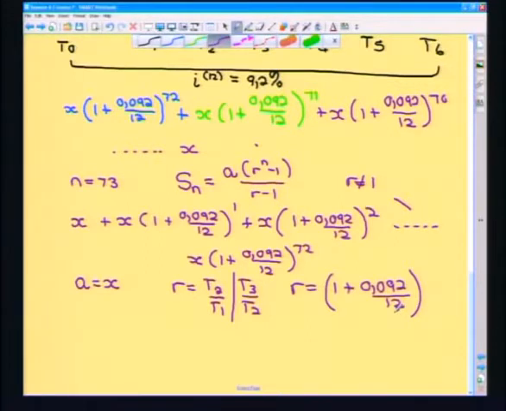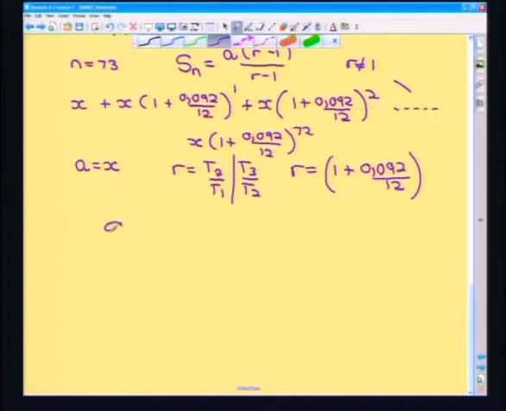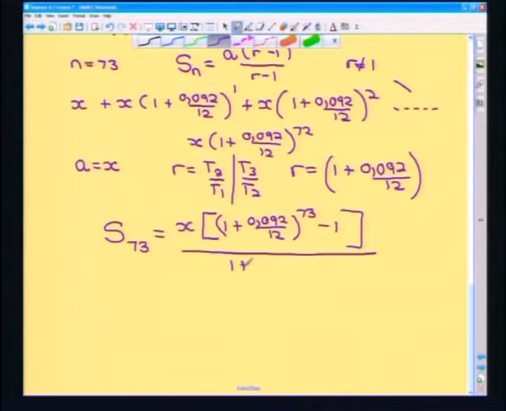Right, so now we're ready to actually use this formula. We have said it's the sum of 73 terms. Our a is going to be x. And over here we've got r, which would be 1 plus 0.092 over 12 to the power 73 minus 1, over 1 plus 0.092 over 12 minus 1. Now the good news is that 1 and that 1 will take themselves out.